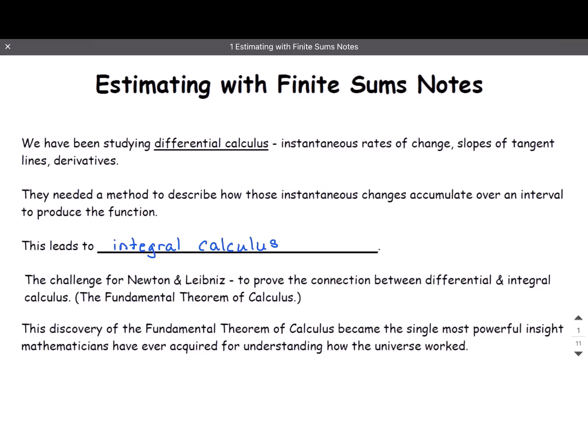The challenge at the time for Newton and Leibniz, because they both did it separately at the same time, was to prove the connection between differential and integral calculus. And that's the fundamental theorem of calculus, which we will learn, but not yet. We're not quite ready for it yet. But this discovery became the single most powerful insight mathematicians have ever acquired for understanding how the universe works. Think of the power of that statement and how powerful that fundamental theorem of calculus is. And that is where we're headed.